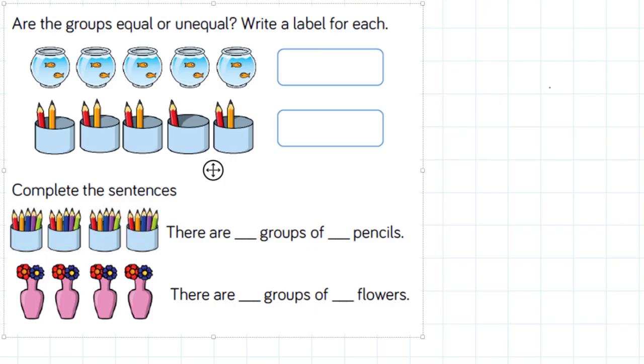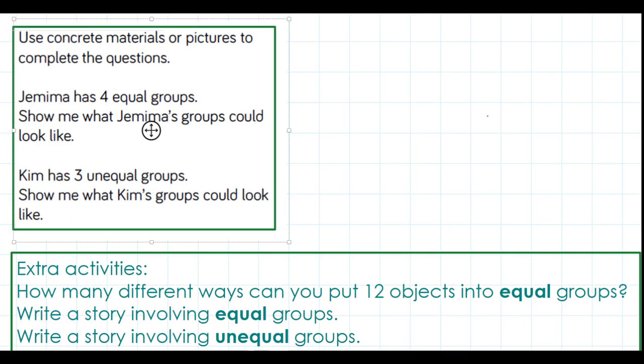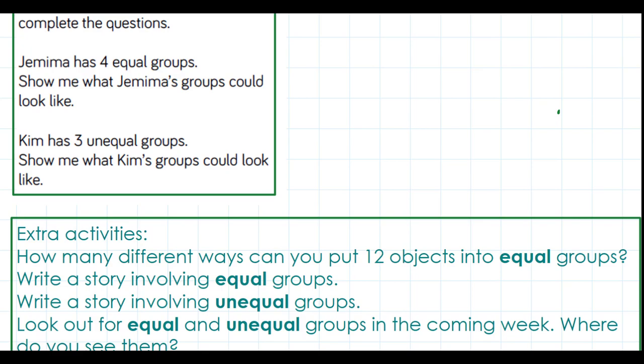Here there's some questions for you to do in your own time. At the very end, I will show you the answers to these. Take your time over those. I've also got some extra challenges for you when those are done, which I'm going to show you now. Here. So in the first one, it says use concrete materials, so use things around the house or pictures to complete those questions. Jemima has 4 equal groups. So what could Jemima's groups look like? Kim has 3 unequal groups. What could Kim's groups look like? And then I have some extra activities as well to keep you going.